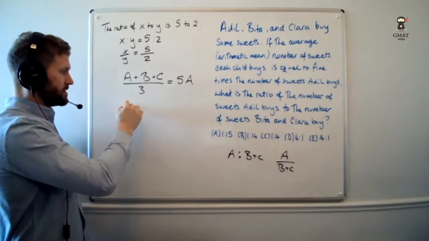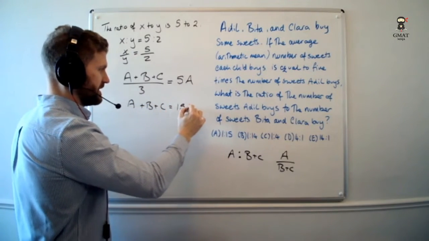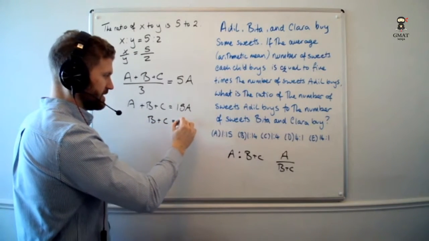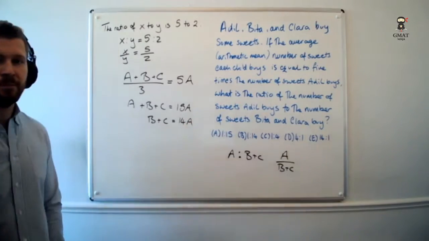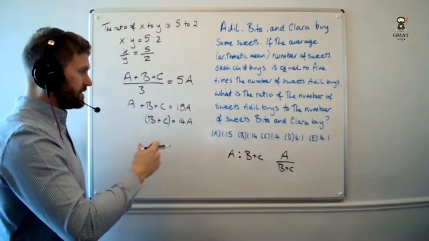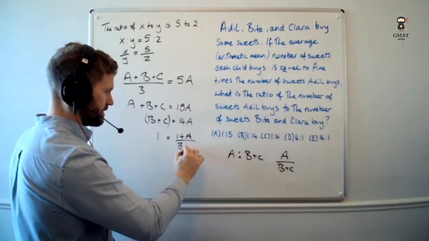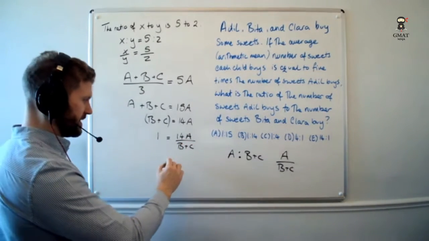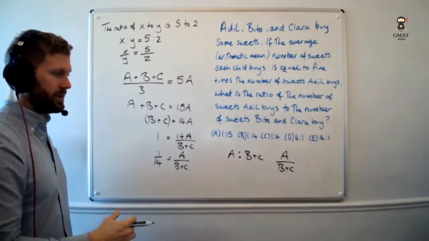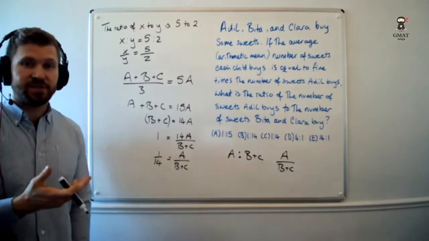So first job, I'm going to multiply both sides here by 3. And so I'll get A plus B plus C equals 15A. And if I subtract A from both sides, I'll get B plus C is 14A. Well, now if I group the B and the C together, divide both sides by B plus C, and then divide both sides by 14. Well, now I've got something in one of the formats I was looking at before. So A over B plus C is 1 over 14.